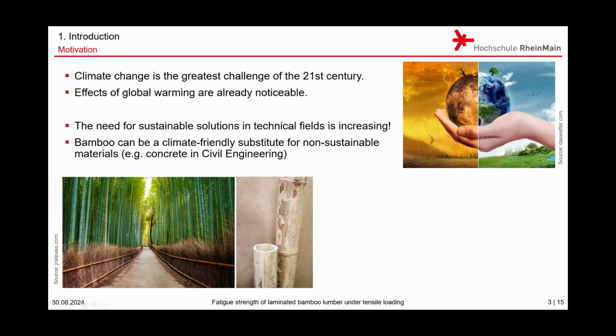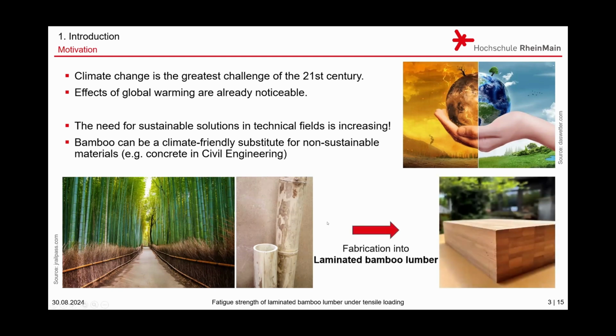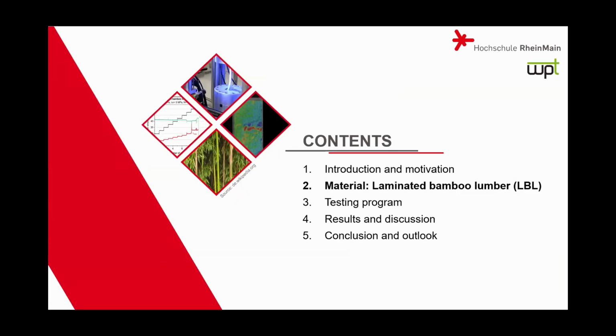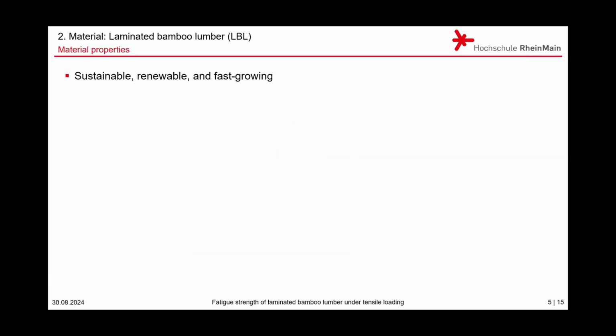Normally the structure is the bamboo culm, and it's further fabricated into laminated bamboo lumber, so that you have a homogeneous material, as you can see in the picture. The material, as I already began to talk about, bamboo is a sustainable and renewable material. Furthermore, it is one of the fastest growing plants in the world. Some of the species can grow up to 30 meters in a few weeks. So it is very fast growing.